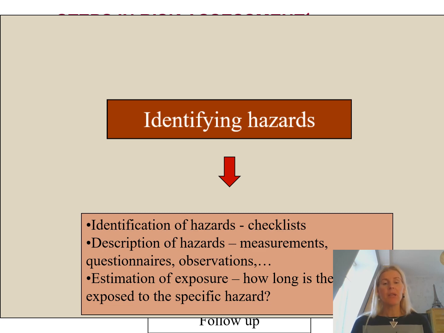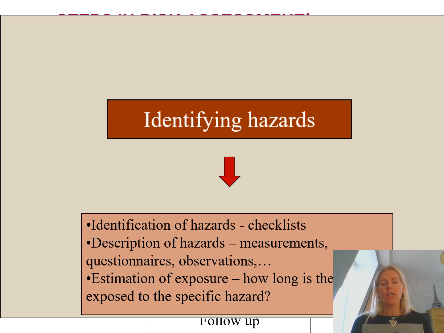Some of the hazards are measurable, so then you should measure them, because this way you can say that you have assessed the hazards more objectively. The other hazards are not measurable, and maybe you need to use questionnaires in order to find them out, or observations.